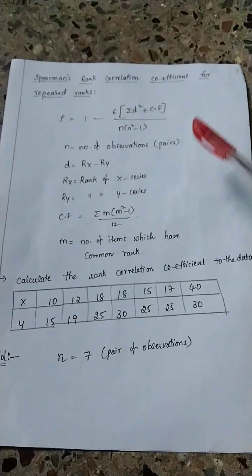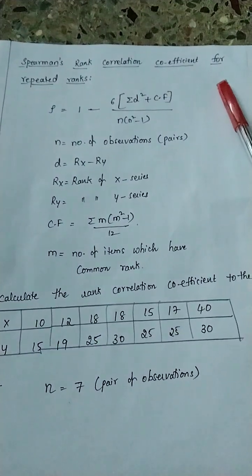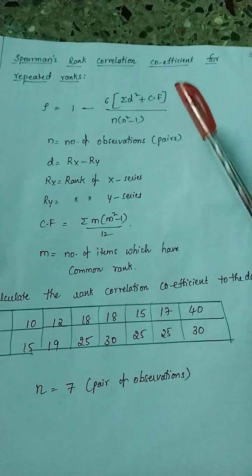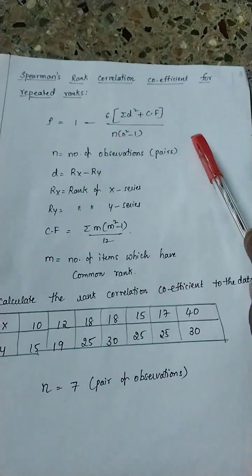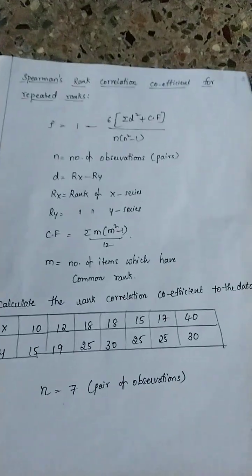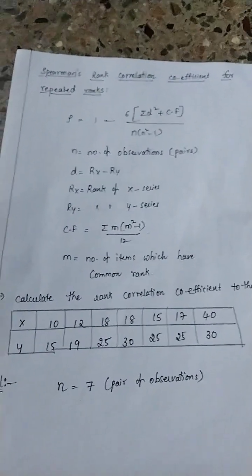Good evening, students. This is one more video which is based on Spearman's rank correlation coefficient for repeated ranks. Here, the ranks are repeated. That means the values are repeated in both x and y. That is what you have to remember.